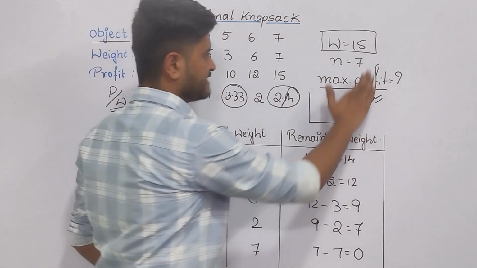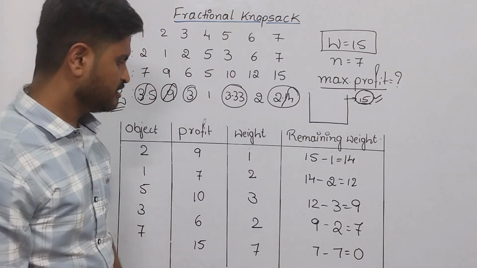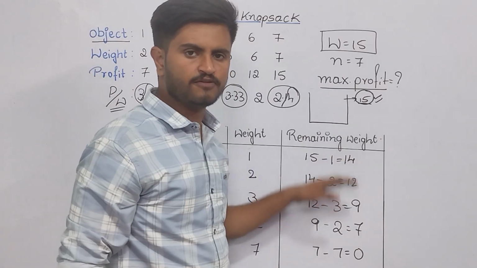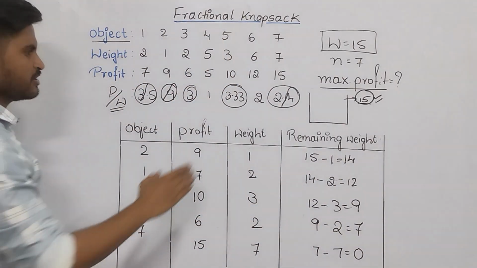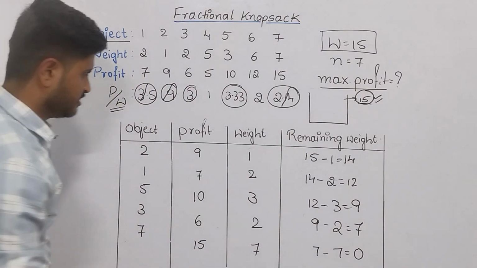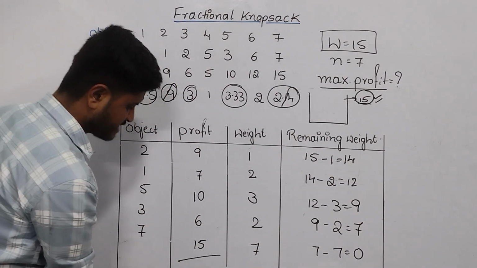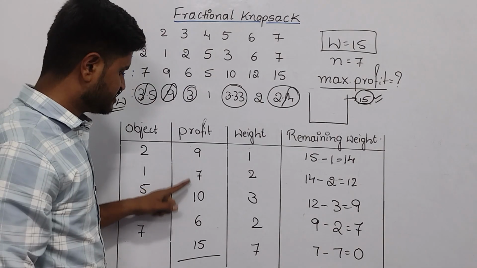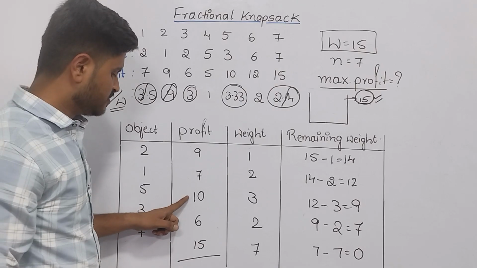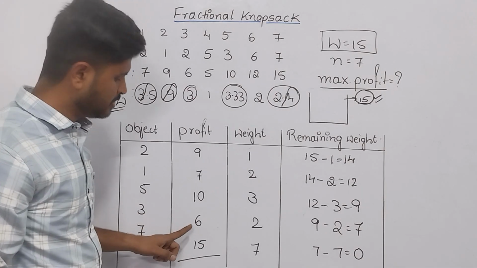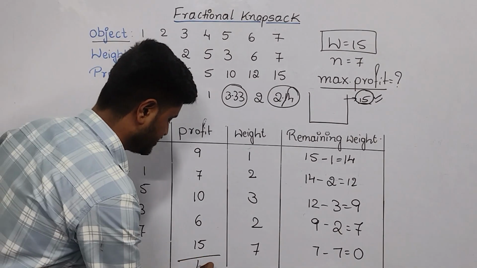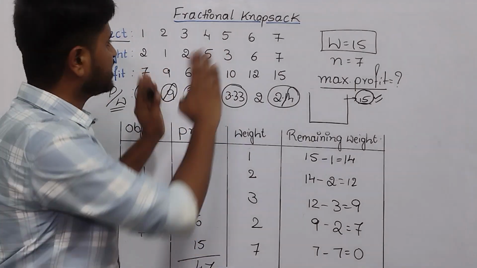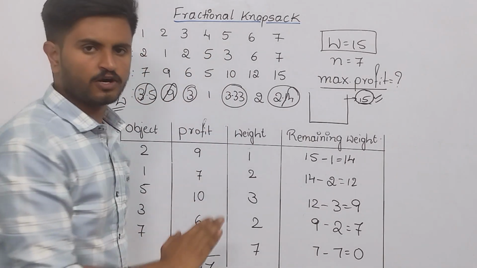Now we used the maximum weight, that is 15. Now we are left with 0 maximum weight because we efficiently used the 15 weight. What was our goal? To find the maximum profit. So here the profit column is there, just add all of them. So 9 plus 7 will be 16, 16 plus 10 will be 26, 26 plus 6 will be 32, 32 plus 15 will be 47. Now we got the value of the maximum profit in this fractional knapsack problem, that is 47.